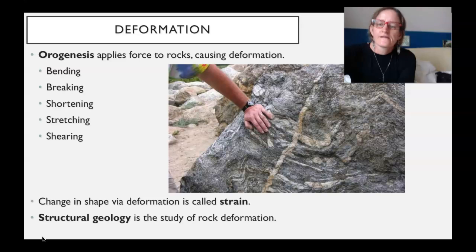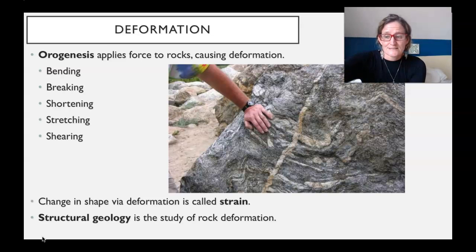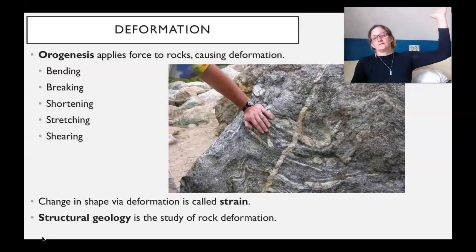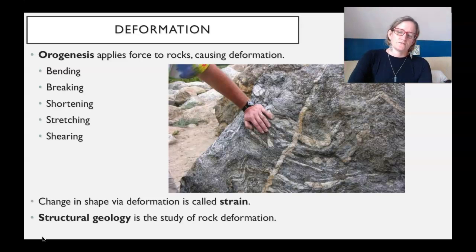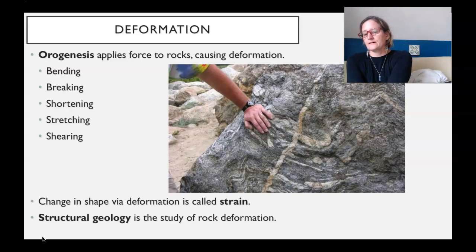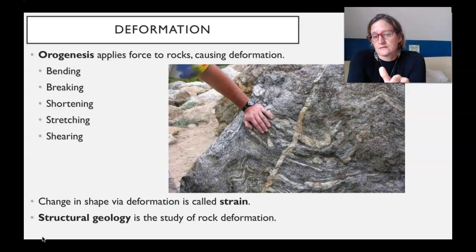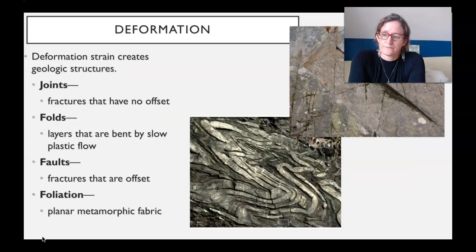There's a Giz. Alright, orogenesis is going to cause deformation. There's going to be bending, breaking, shortening, stretching, shearing, all that taking place, usually at a convergent plate boundary. And the change in shape is called strain, and the strain happens as a result of stress. So stress is what causes the deformation, which is strain. The study of all that is, like I said earlier in the intro, structural geology.